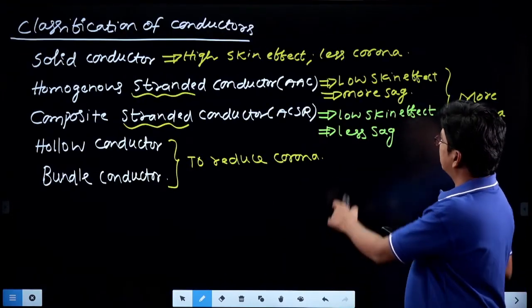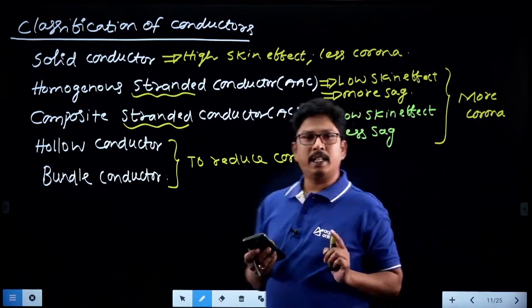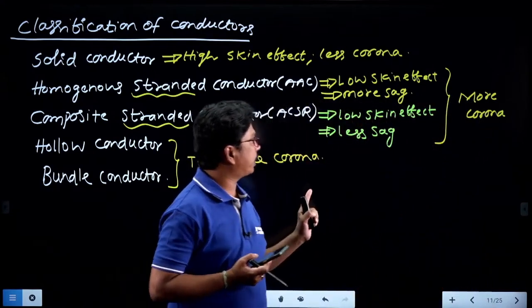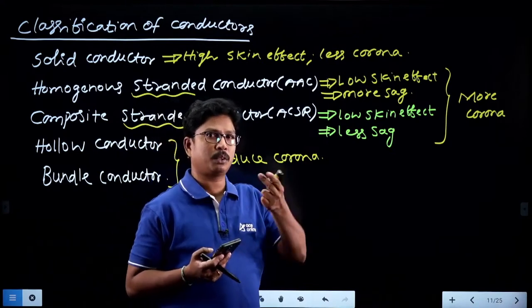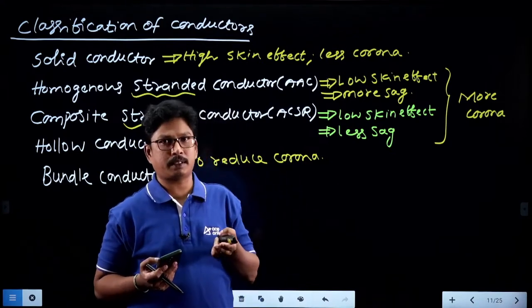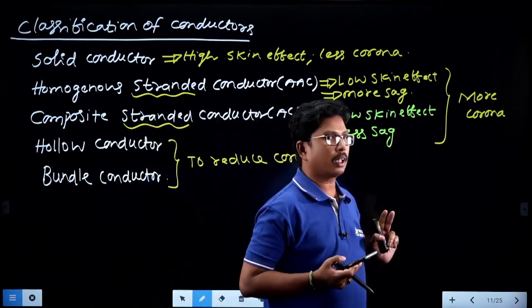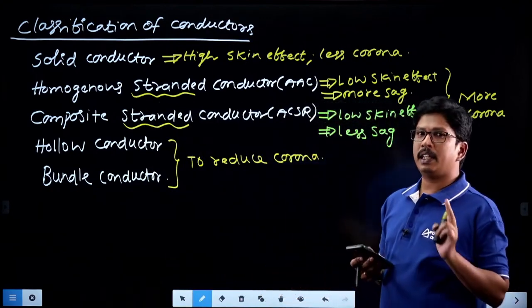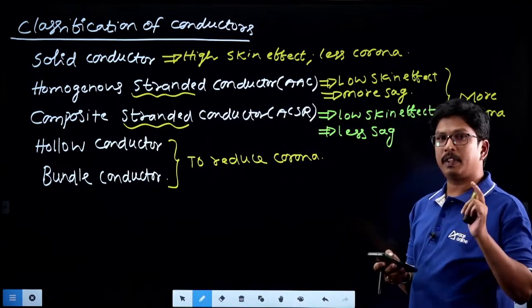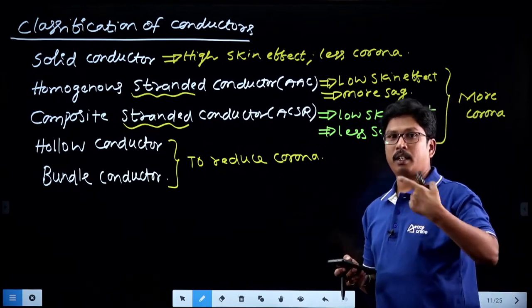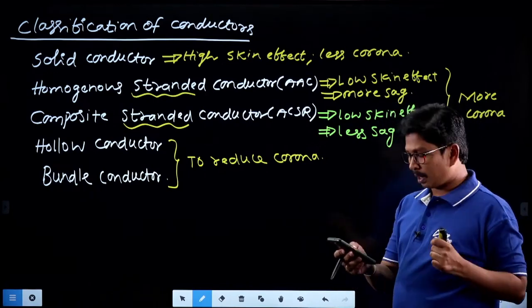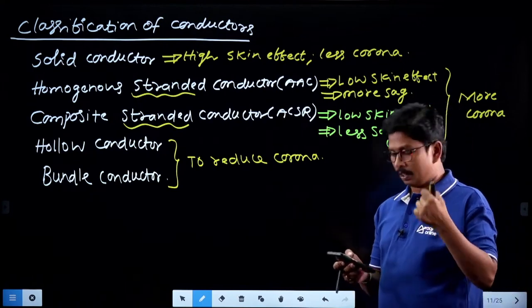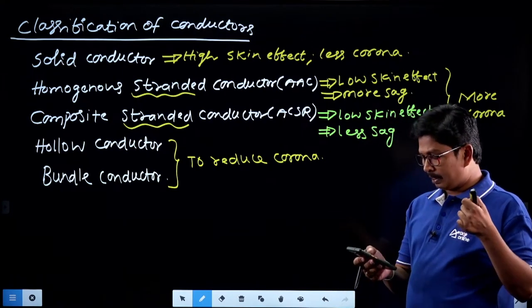Please check it. ACSR conductors have low skin effect and less sag, but because of the non-uniform surface, the surface is not smooth, it is a rough surface, so we have more corona. The electric field intensity is more on a rough surface. Whenever you have more sharp points, at the sharp points we have more electric field intensity.